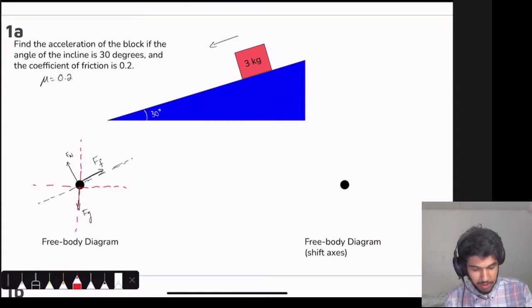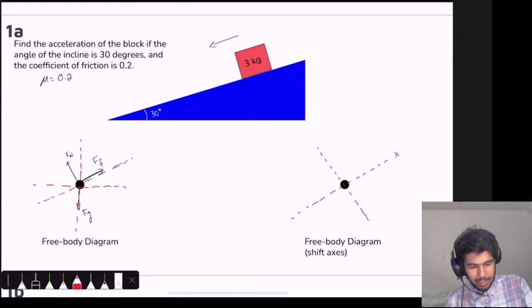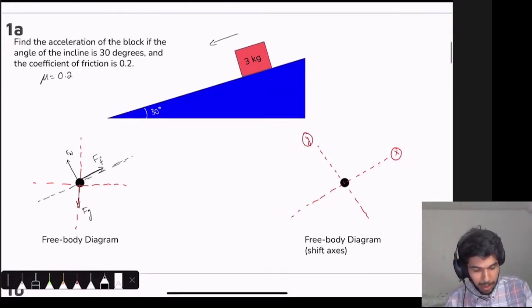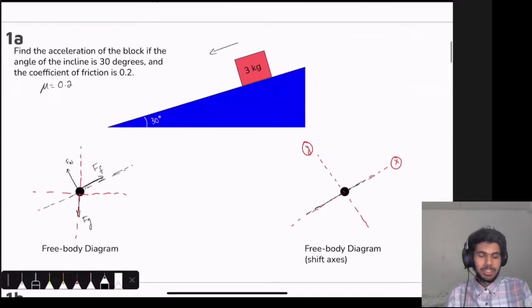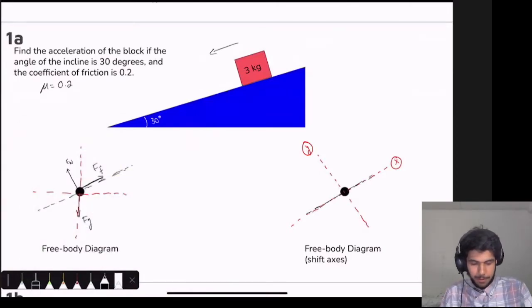So what we're going to do is say that this is our new axis, and the other axis should be perpendicular to it. So now, let's say that this is the x-axis, and this is the y-axis. Now our inclined plane follows the same incline as this x-axis. We've just shifted our gaze a little bit. So now I'll redraw the forces.